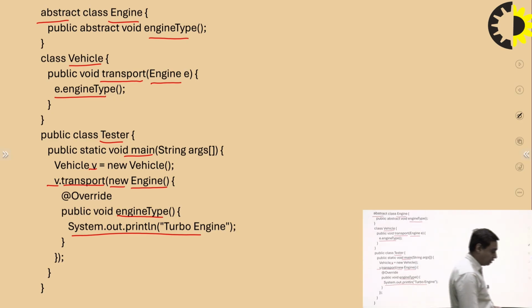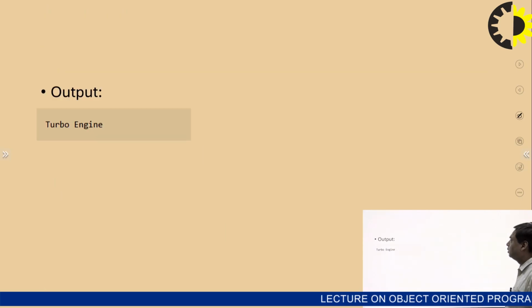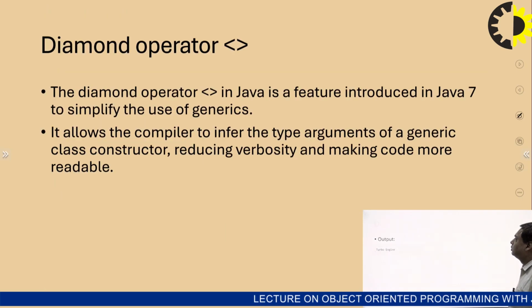So it is a very good example. It is showing how you can use an anonymous inner class as an argument in a method. So this is the outcome.